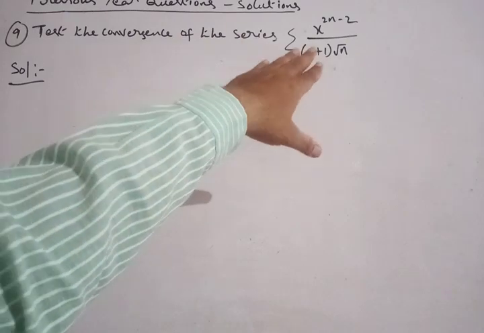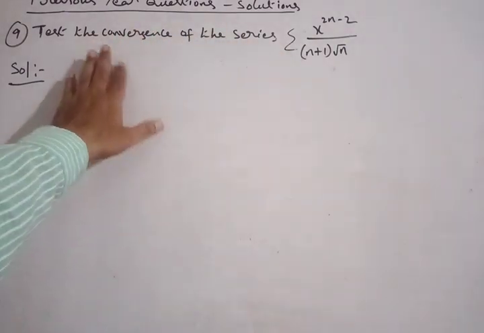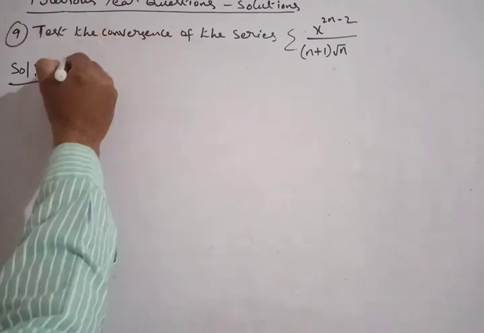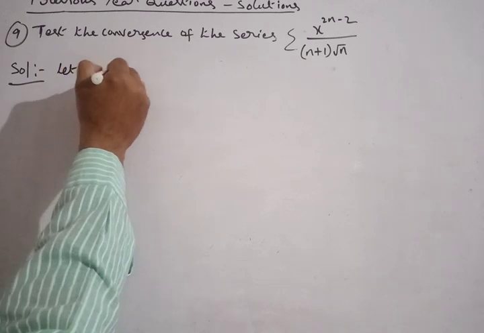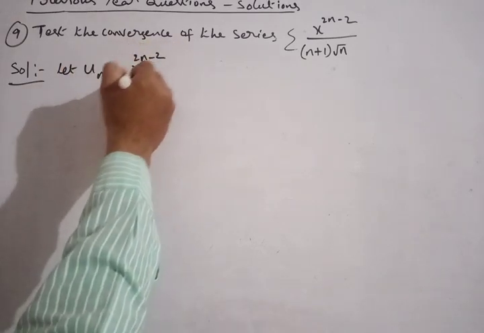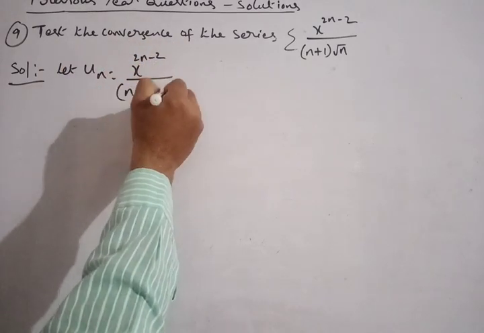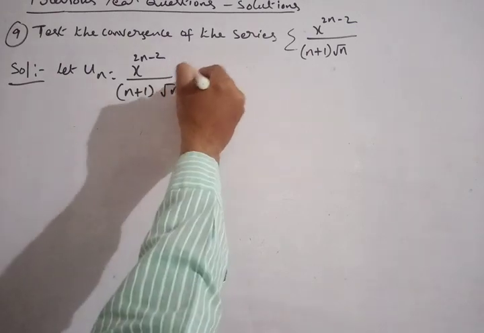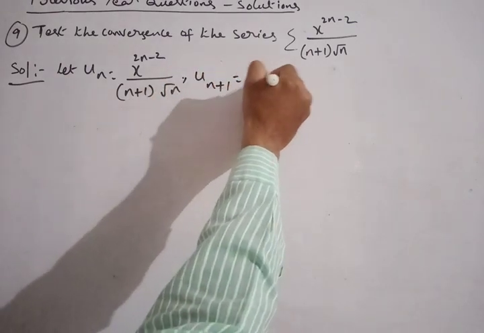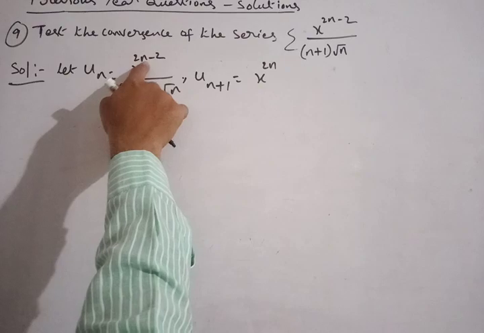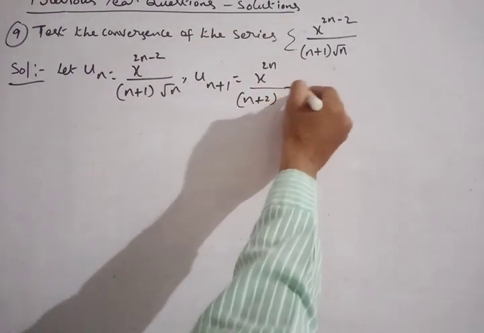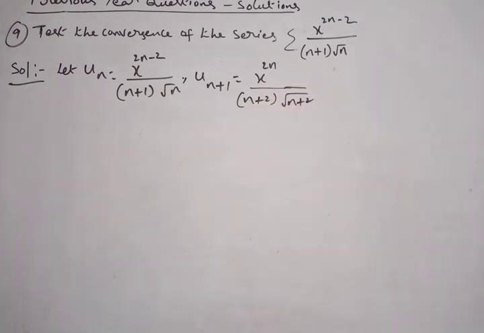So now sigma x power 2n minus 2 by (n plus 1) into root n, this is in 2010, right? So what we have to do first, let un. So what is un here? X power 2n minus 2 by (n plus 1) into root n, correct? Now what you have to find is un plus 1. So what is my un plus 1? X power, if I substitute n plus 1 in place of n, 2n plus 2 minus 2 gets cancelled, I get x power 2n by (n plus 2) into root of (n plus 2), correct?